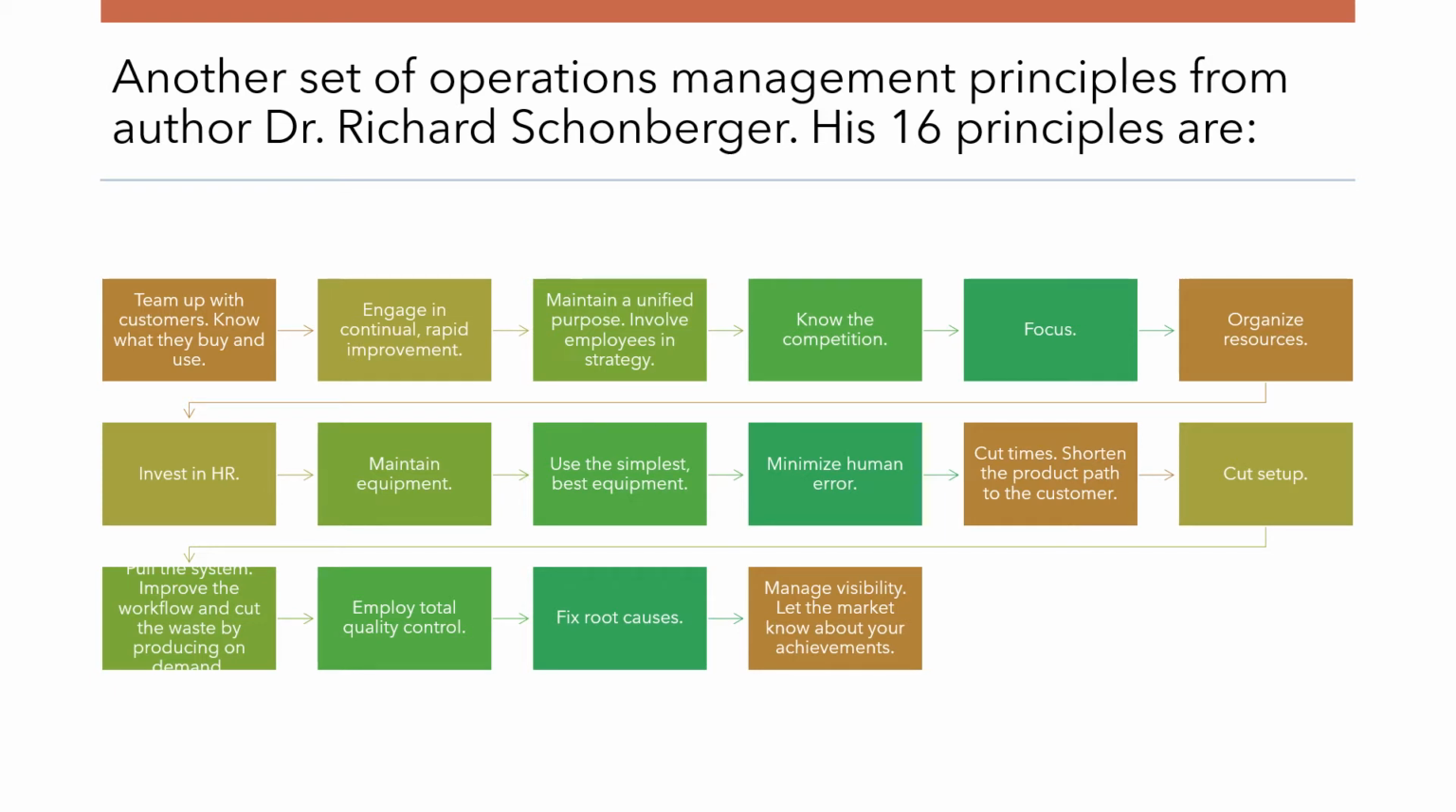simplest, best equipment, minimize human error, cut time, shorten the product path to the customer, cut setup, pull the system, improve the workflow, and cut the waste by producing on demand, employ total quality control, fix root causes, and manage visibility. Let the market know about your achievement.